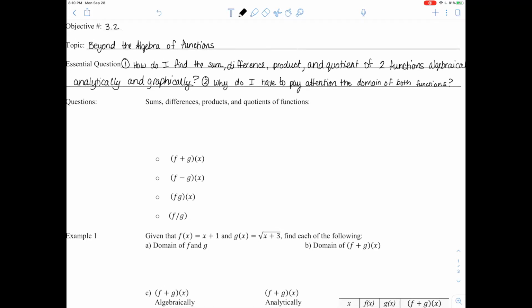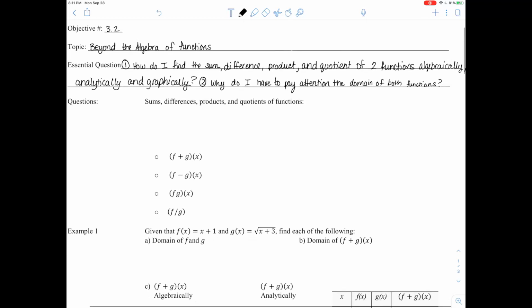What are our essential questions today? How are we going beyond just doing some algebra, right? Just combining some like terms or multiplying or dividing our variables and our constants. Here's our essential question. How do I find the sum, difference, product, and quotient of two functions algebraically? So we'll review that. But today we're going to dive deeper. How do I add them analytically on a table of values? And how do I add them graphically?